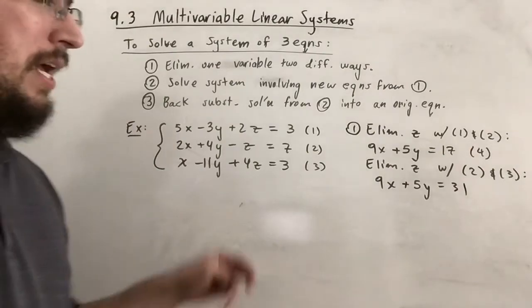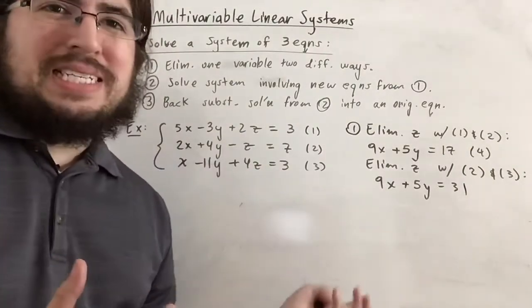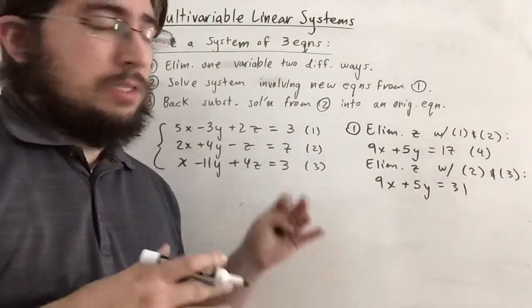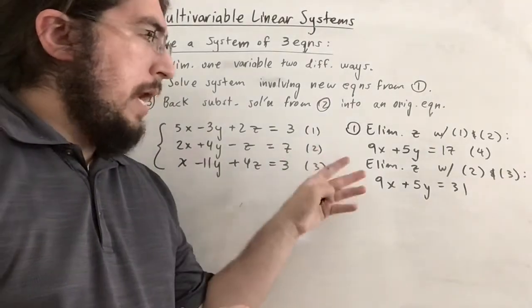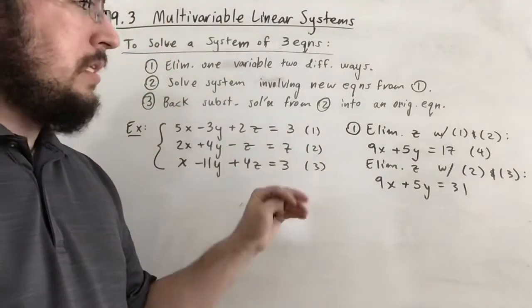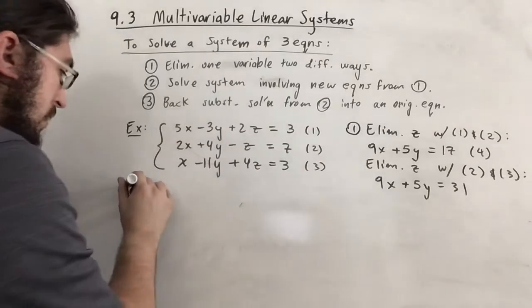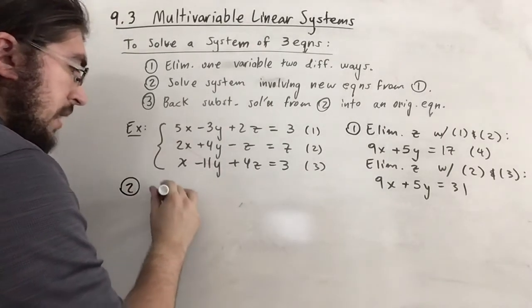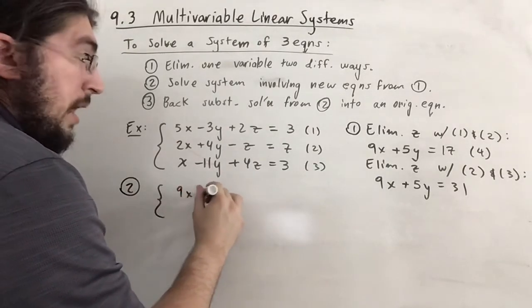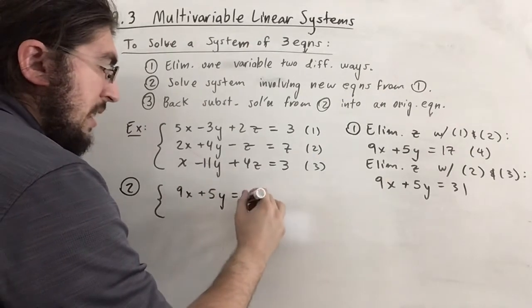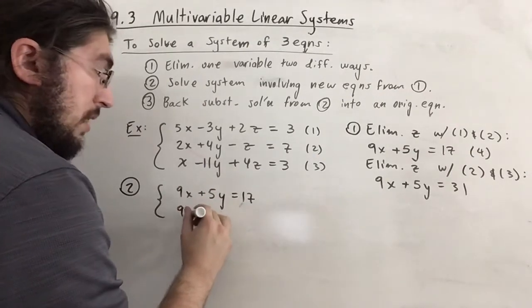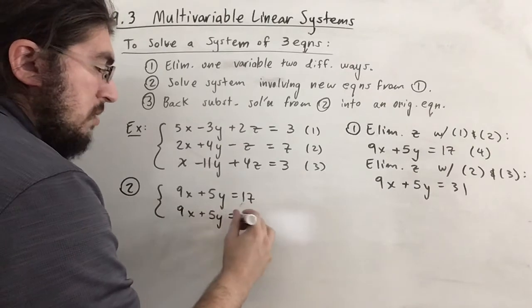Okay. So now, this is not really the best example, but it's still an example nonetheless. So I'll still use it, and I'll show you what happens. So the second step would be to solve this system. So the second step here is to solve the system with x and y. So the system is 9x plus 5y equals 17, and 9x plus 5y is equal to 31.